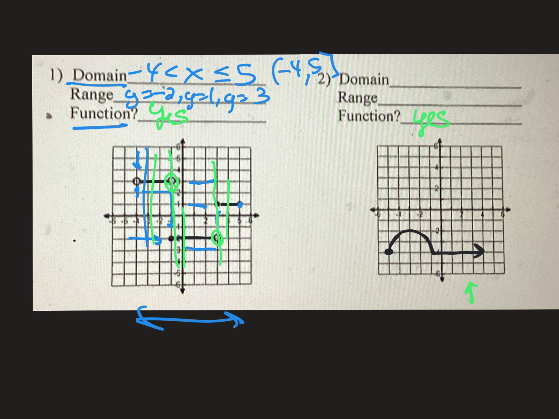Domain, it starts right here, and that's at -5. And because the circle is filled in, it actually includes -5. And it starts going to the right. And anytime you're doing domain, you're thinking left to right, left to right. And this one's going right forever. So that means my domain is x is everything bigger than or equal to, because the circle's filled in, -5.